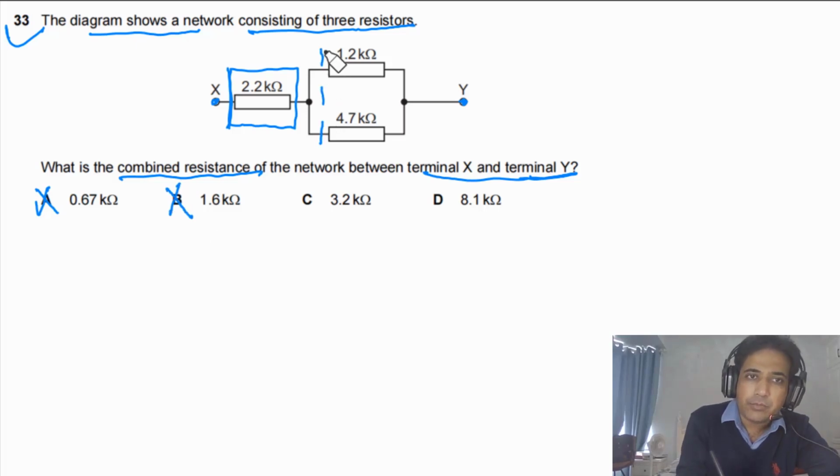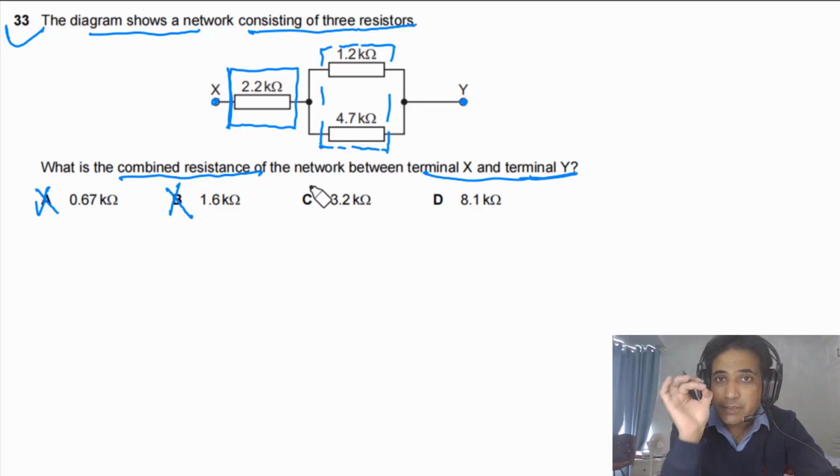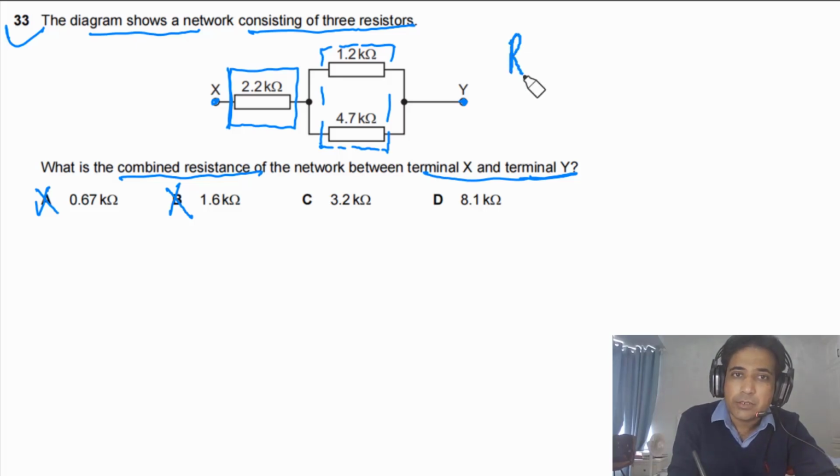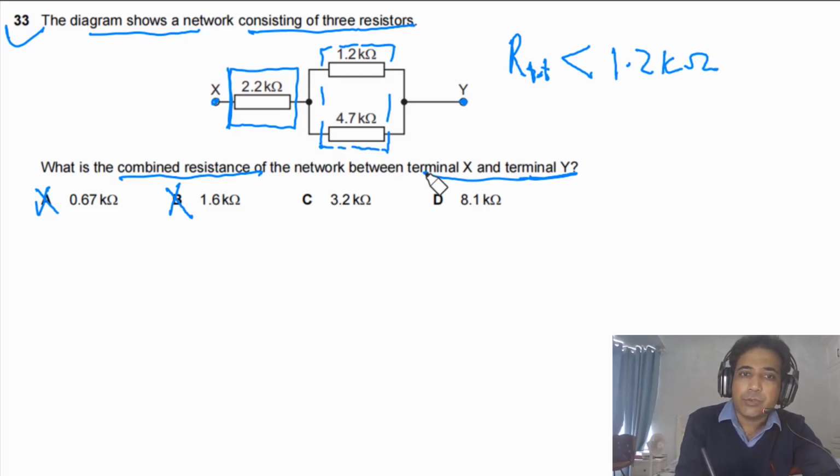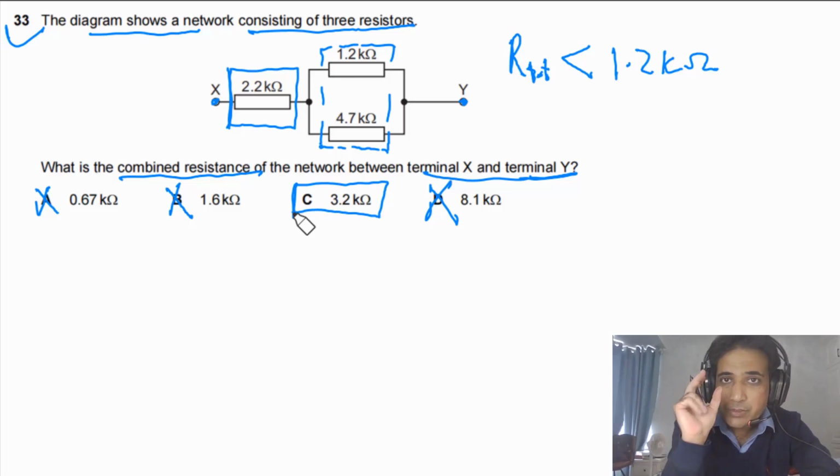Now if you look at this combination, these two resistors are connected in parallel. We need to understand when resistors are connected in parallel, the total resistance is lower than the smallest resistor in parallel. So the R total for parallel has to be lower than 1.2 kilo ohms. So this cannot be the answer because this value is too high. So the answer for this question has to be C. So if you have clear understanding of physics and concepts, simply you can look at the question and find the possible answer without calculations.